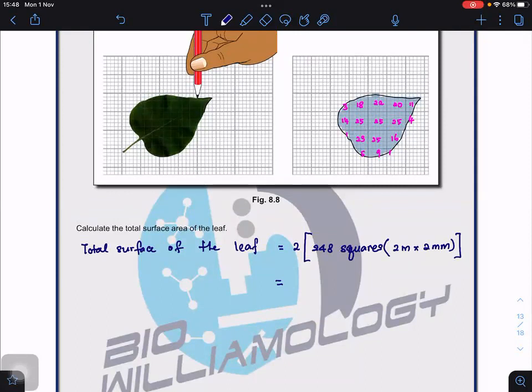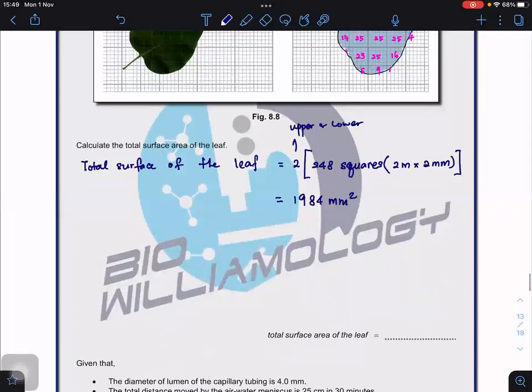We multiply by 2 because of the upper and lower epidermis. The transpiration can take place at the upper and lower layer. So 248 multiplied by 4 multiplied by 2. The answer is 1984 mm square. This is the total surface area of the leaf. Correct or not, guys? Okay, good. Some of you gave me the answer. Very good, 1984, you guys are correct.